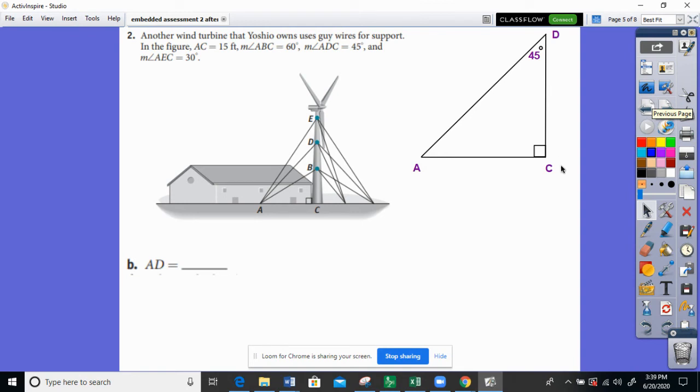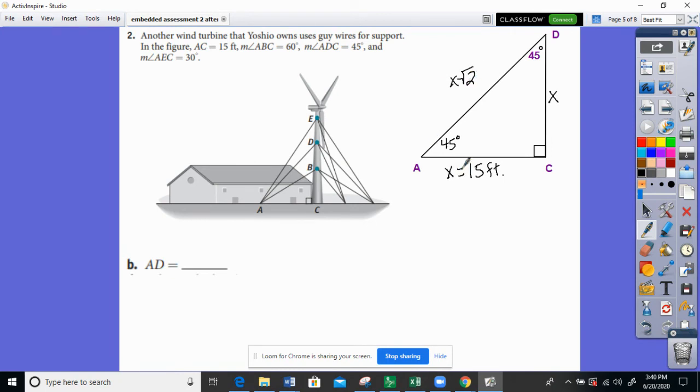Part B is going to ask us to find the length of segment AD. That's the hypotenuse of this right triangle ACD. So this is length of 15 feet right here. This time we're going to have a 45, 45, 90 triangle because these two acute angles have to have their measures add to 90 degrees. So in a 45, 45, 90 triangle, we can label our side lengths x, x, and x times the square root of 2 this time.